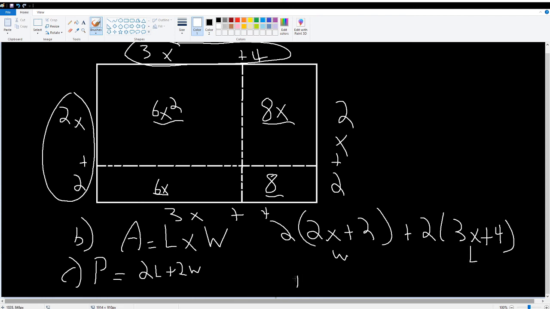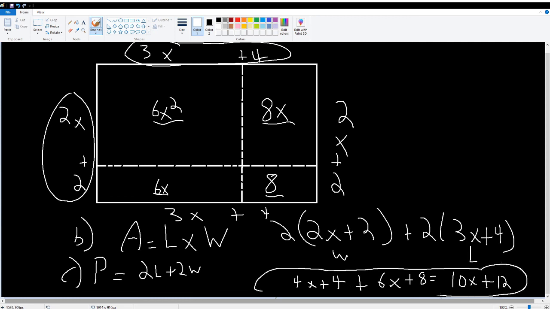So here we get 4x plus 4 plus 6x, right? 2 times 3x is 6x. 2 times 4 is 8, right? My perimeter is 10x plus 12. So this is equal to my perimeter, all right?